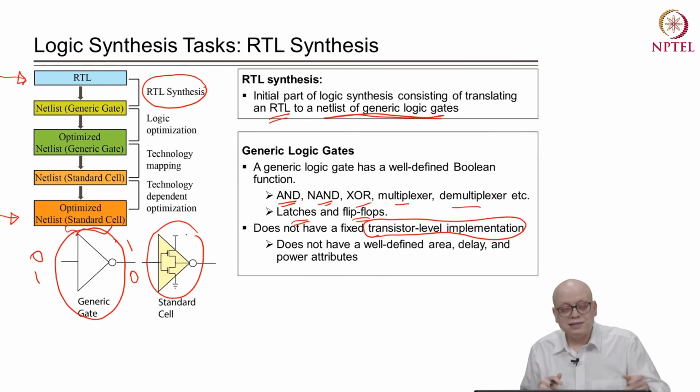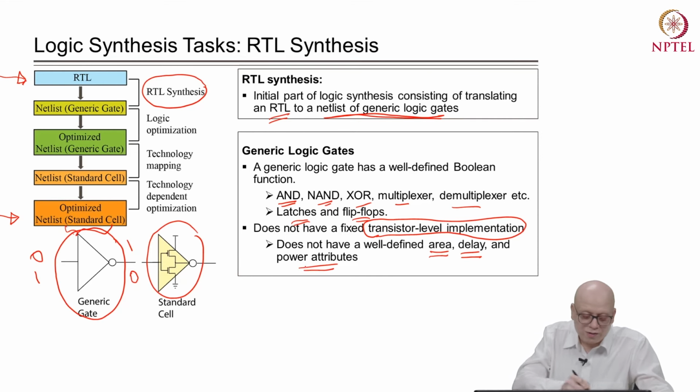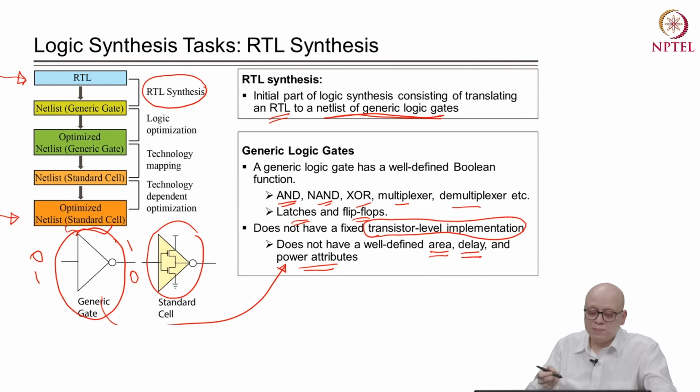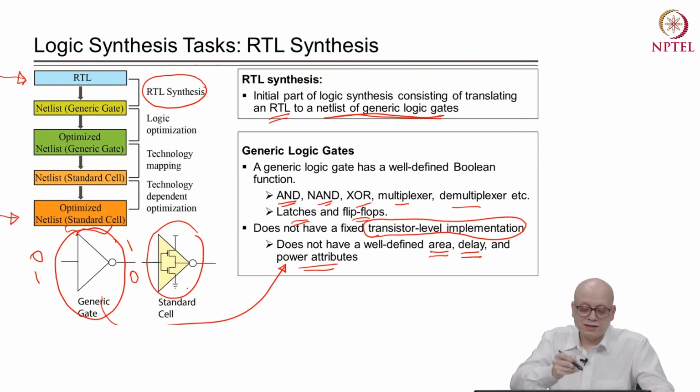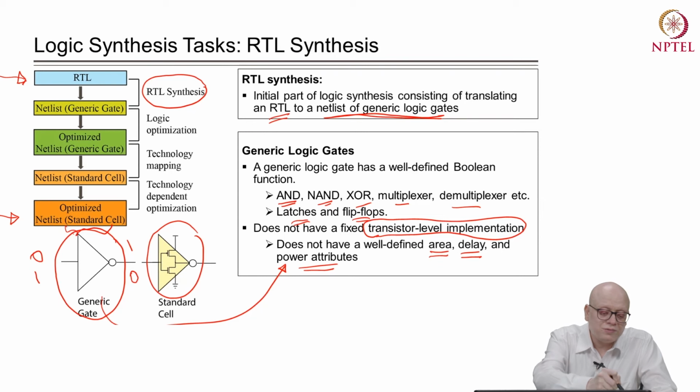And since the transistor level description of a generic logic gate does not exist, we cannot say anything about the area, delay or power attributes of a generic logic gate. But we can get those estimates for the standard cells very easily, because that information is contained in the technology libraries.